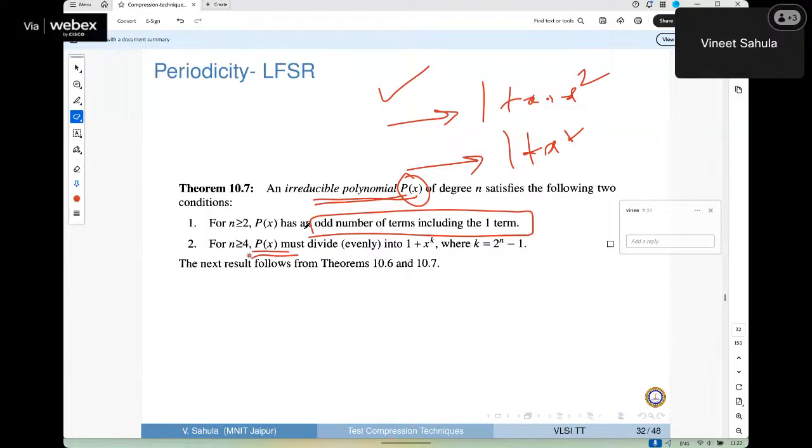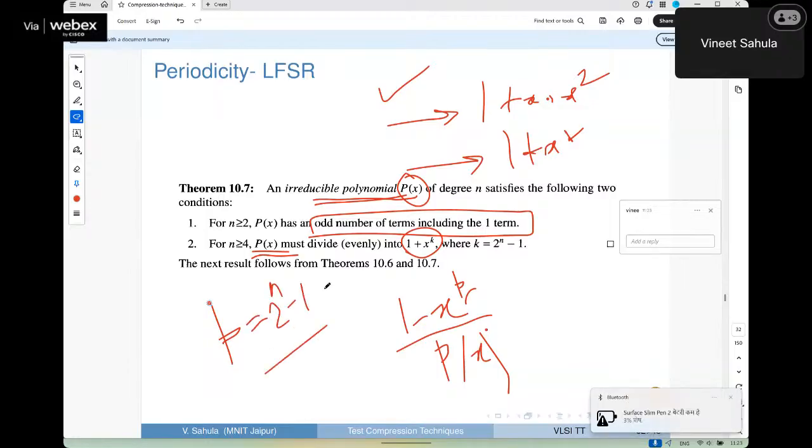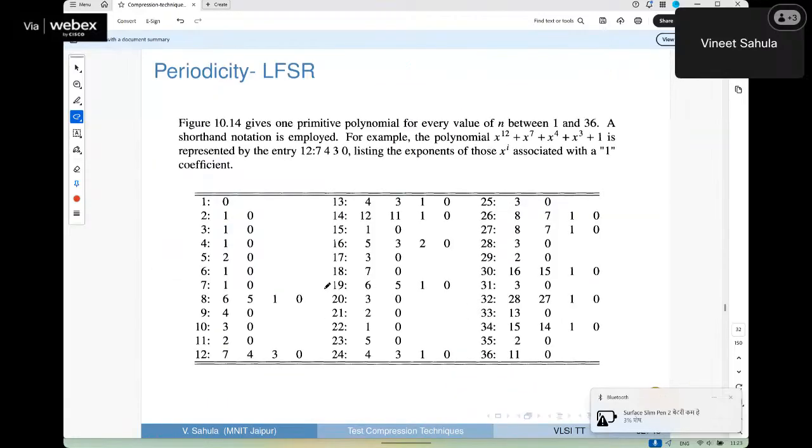Also, P(x) must divide 1 plus x to the power p fully. Then this P will be the maximal length period, right? And this P would divide 1 plus x^p or 1 plus x^k, whatever. The period would be 2 to the power n minus 1, maximal length. You can check for it, right? So this is the kind of demonstration.